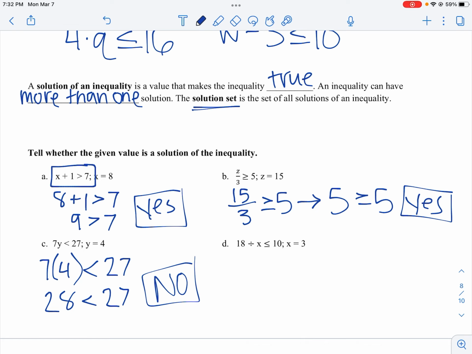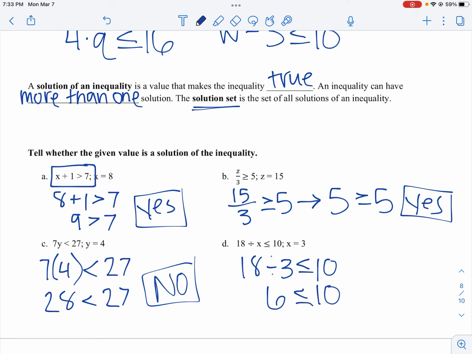Last, we have 18 divided by x is less than or equal to 10, and x equals 3. Plug your 3 in for x. So we're going to have 18 divided by 3 is less than or equal to 10. Okay. 18 divided by 3 is 6. So we get 6 is less than or equal to 10.